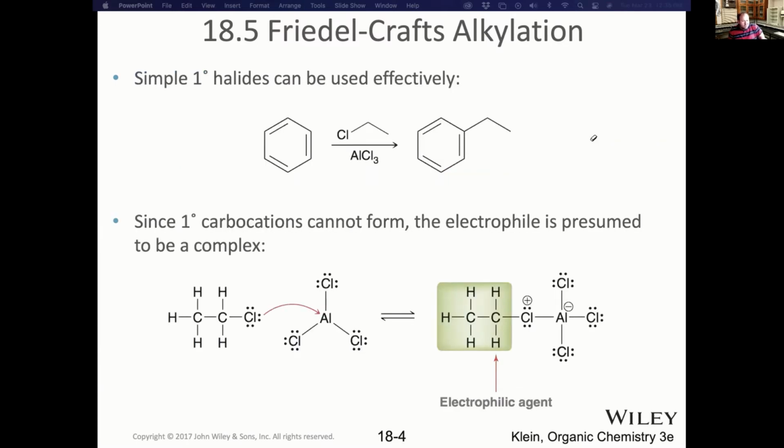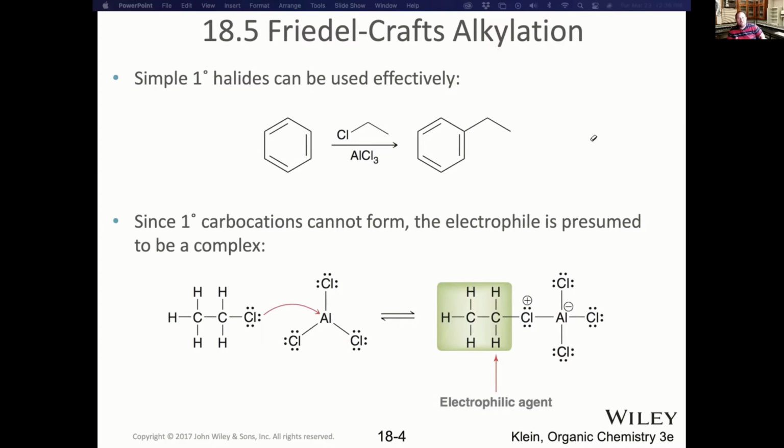Now, there's a couple issues we want to talk about with Friedel-Crafts alkylation. The first one is it works splendidly with simple, small primary alkyl halides. So ethyl chloride, methyl chloride, the methyls and ethyls, or using the IUPAC nomenclature, chloromethane or chloroethane. Those alkyl halides work wonderfully with Friedel-Crafts alkylation. The catalyst grabs onto the chlorine.